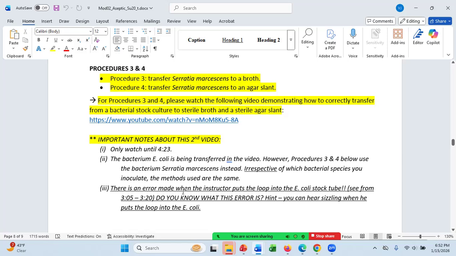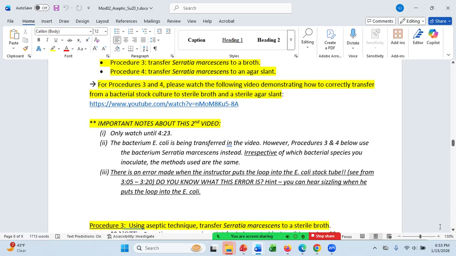There's also an error in the video. You should look for the error when the instructor puts the loop into the stock culture of E. coli. You can hear some sizzling between 3 minutes and 5 seconds and 3 minutes and 20 seconds. Do you know what that error is? So you should actually look for that error. I'm not going to grade you on that, but that's an error you should look for.